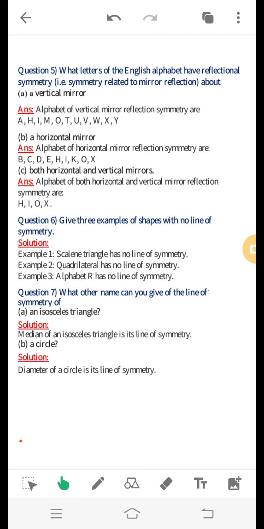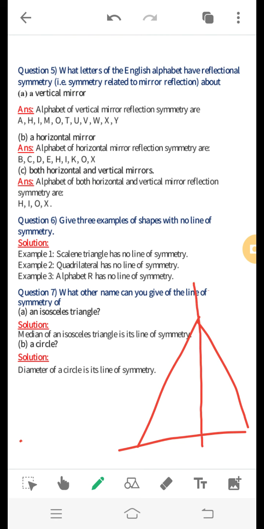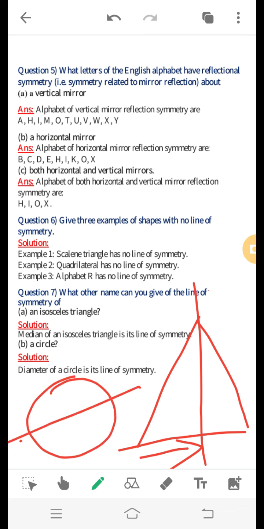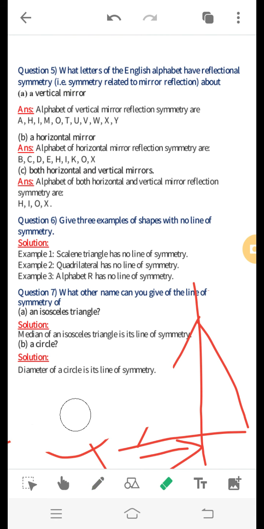Next one, what other name can you give to the line of symmetry? An isosceles triangle. Means in an isosceles triangle, two sides are equal. Now if I draw this line of symmetry, by another name, what can we say? We can say it's the median of the triangle. Similarly for the circle, if I divide this, then what other name can we give? It's a diameter of the circle.